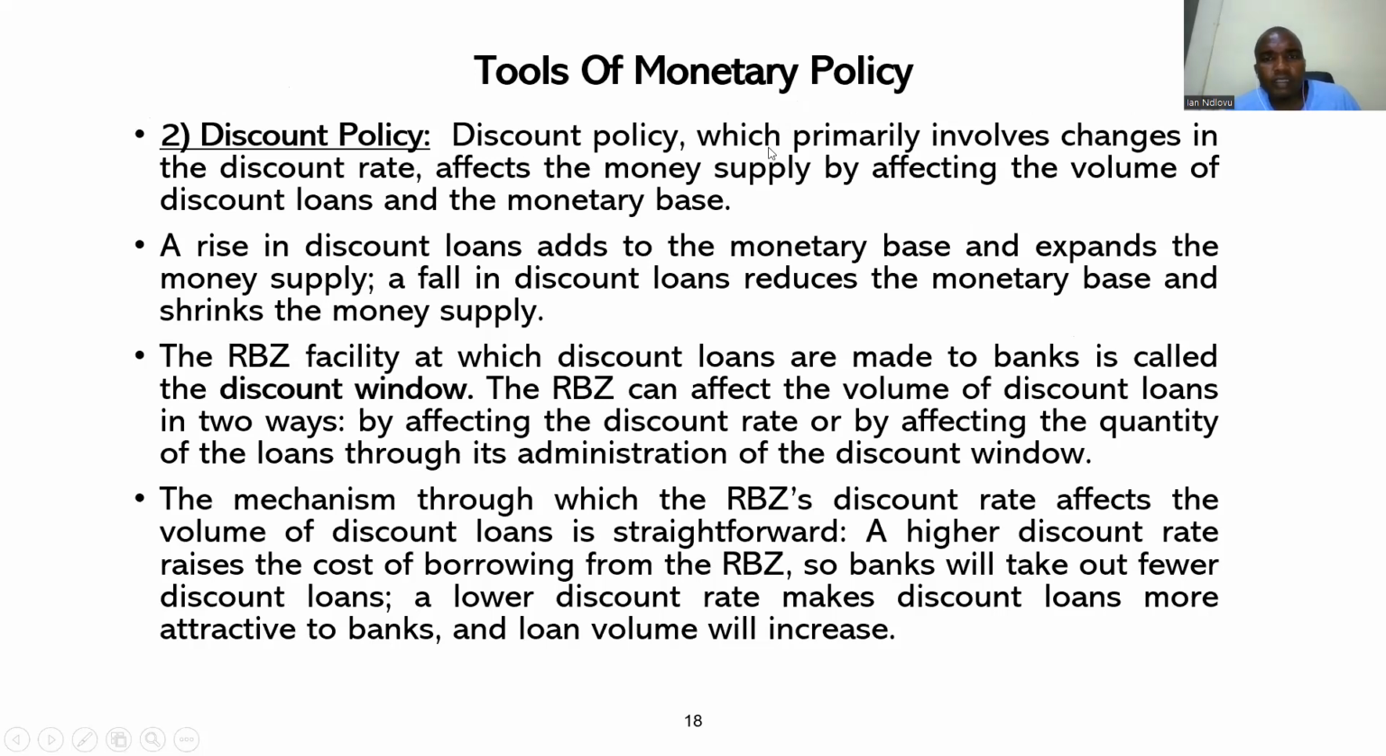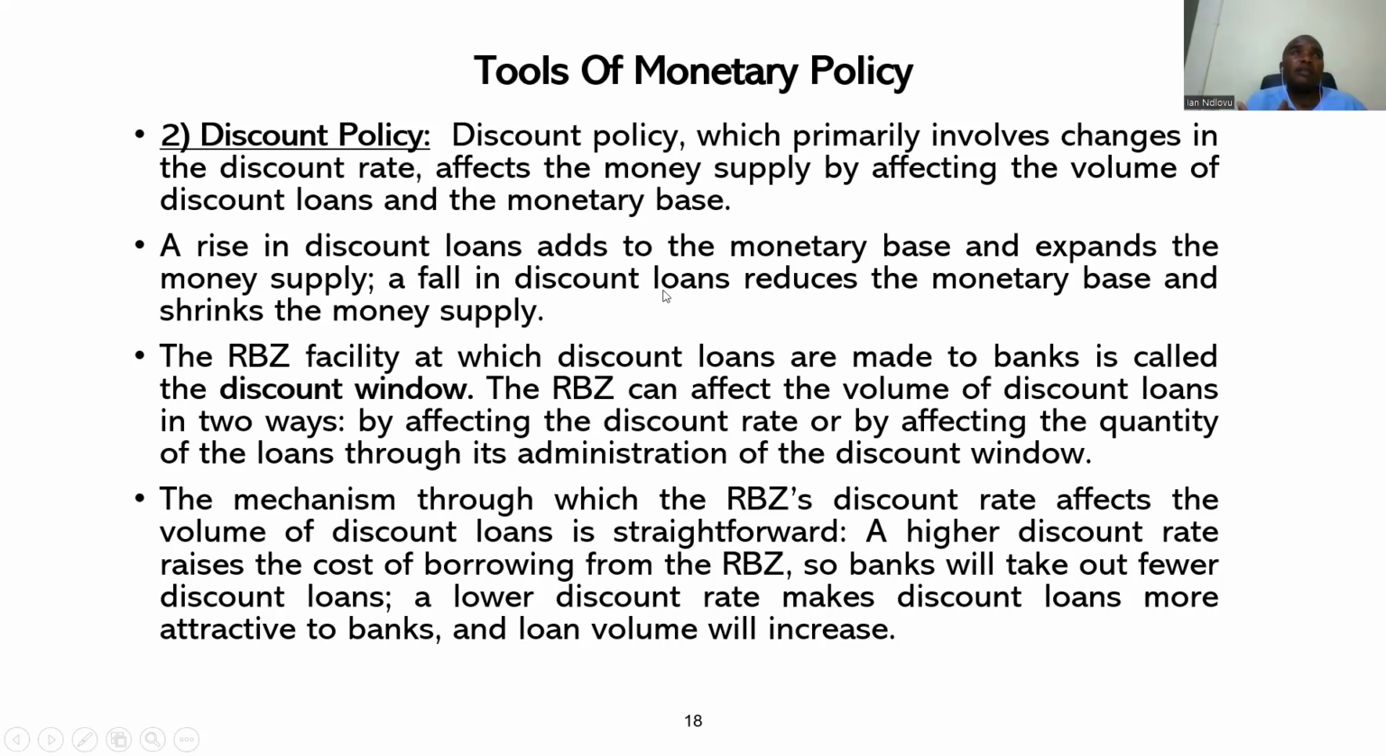And then the discount policy primarily involves changes in the discount rate, like what I've already alluded to when I was explaining the previous slides. A rise in the discount loans adds to the monetary base, and a fall in the discount loans reduces the monetary base. And the only way in which discount loans can rise is when the discount rate is reduced. And the only way in which discount loans can fall is when the rate is increased.